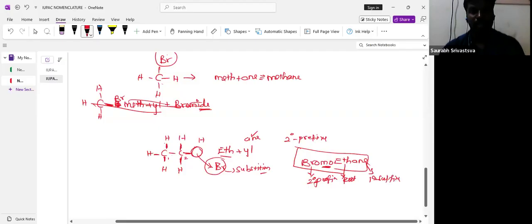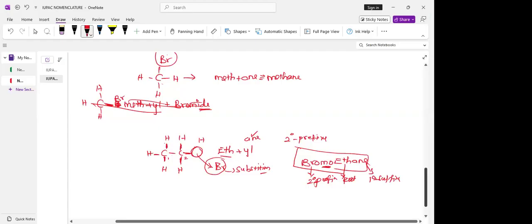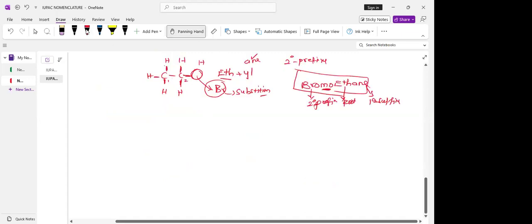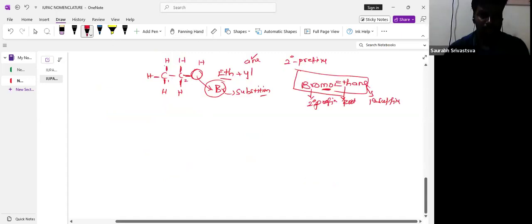Okay? Clear, sir? Next, we are going to write one more structure. Then you can understand. You just have to try yourself, then we will check whether it is correct or not. First carbon, second carbon, third carbon, fourth carbon, five carbon.